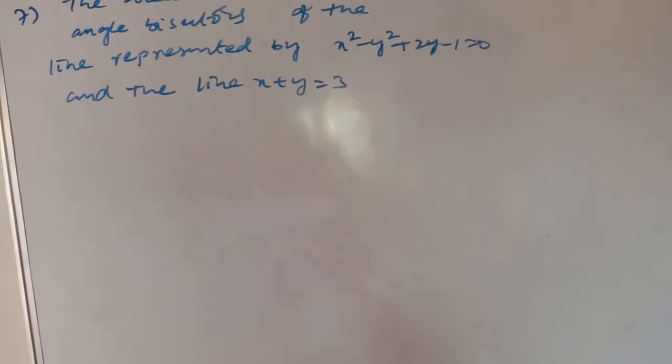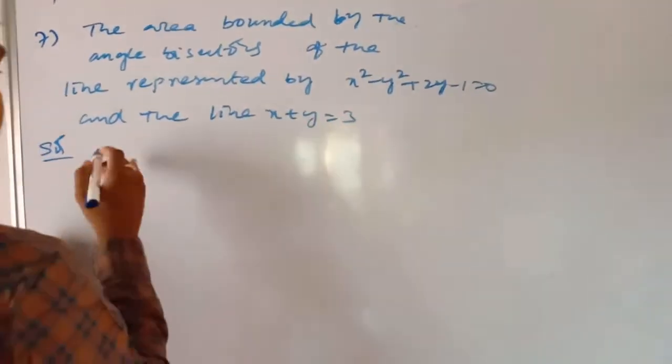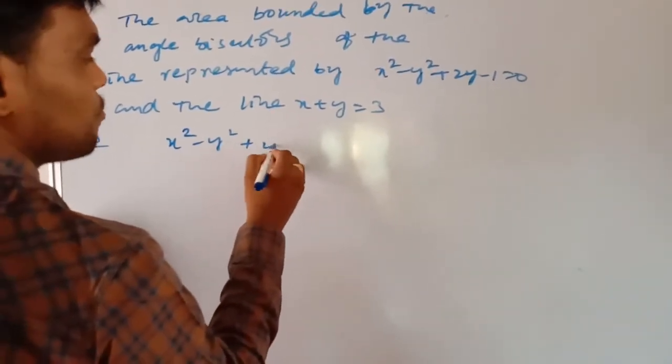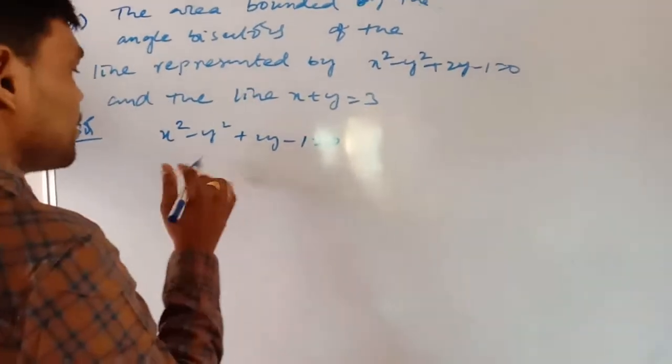Now first, the pair of lines separates into two lines. Now this is the pair of lines x square minus y square plus 2y minus 1 is equal to 0. Now the pair of lines splits into the lines.